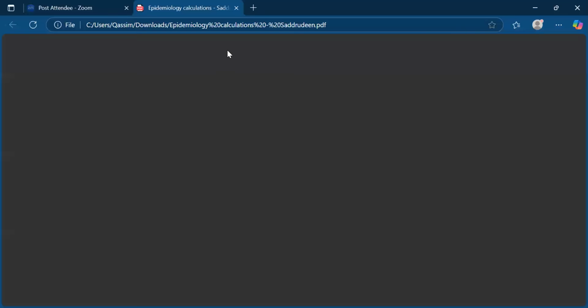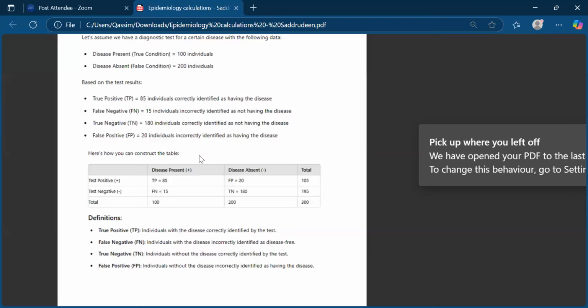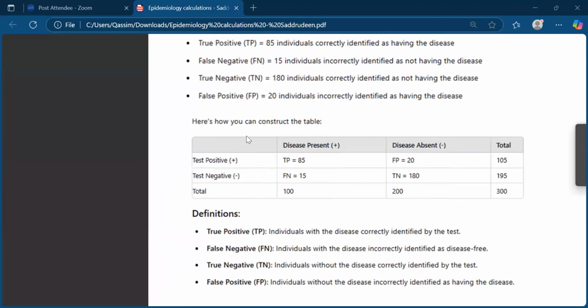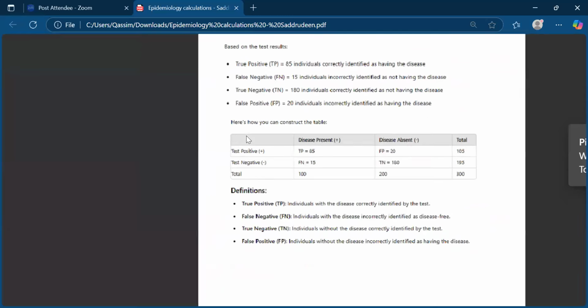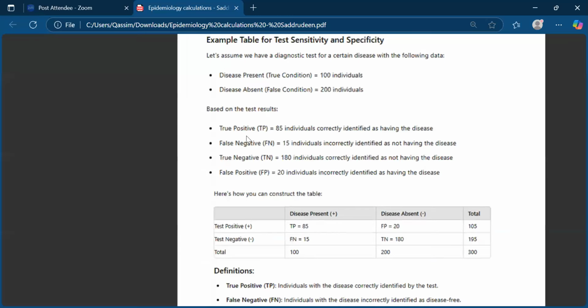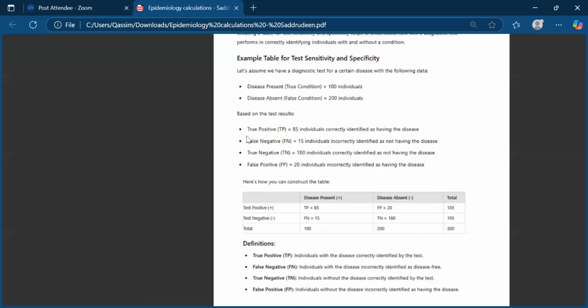Let me reload. Let me try to stop sharing and then share again. I can't find my marker. Just bear with me. I'm sorry. I don't know what happened. Let me just share again. Don't worry. Now we're almost done. We're almost done with epidemiology now.